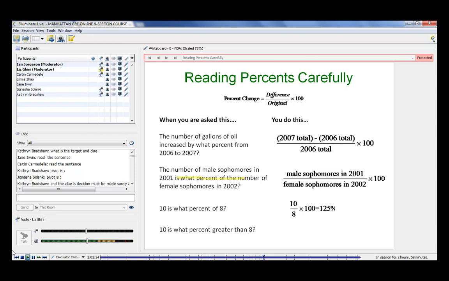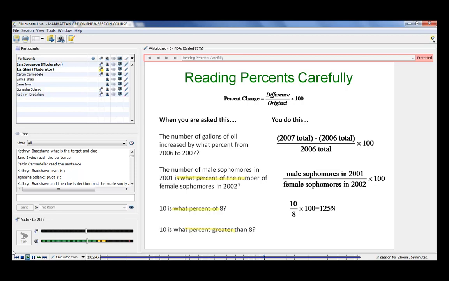10 is what percent greater than 8? Notice the subtle difference in the language. 10 is what percent of 8? What percent greater than 8? What do you have to do here? 10 is what percent greater than 8? Thinking through this.